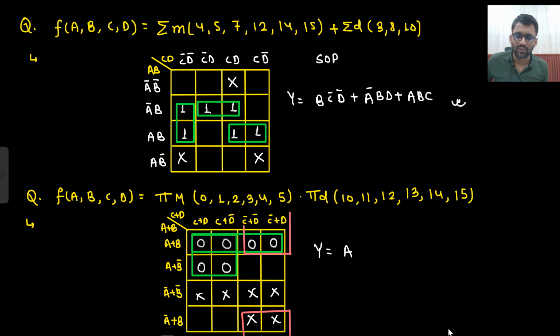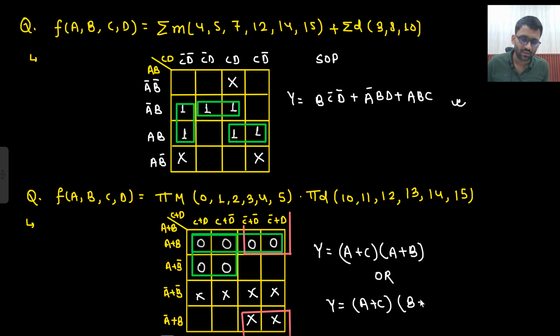And this is already written there. So in this quad A is constant, and in this quad C is constant, so A plus C. This could be one of the answers: Y equals A plus C. In another quad, C bar is constant and B is constant, so B plus C bar. This could be the other answer. So both answers are correct. Both are reduced expressions, both have the same literal count, so two possibilities are there.